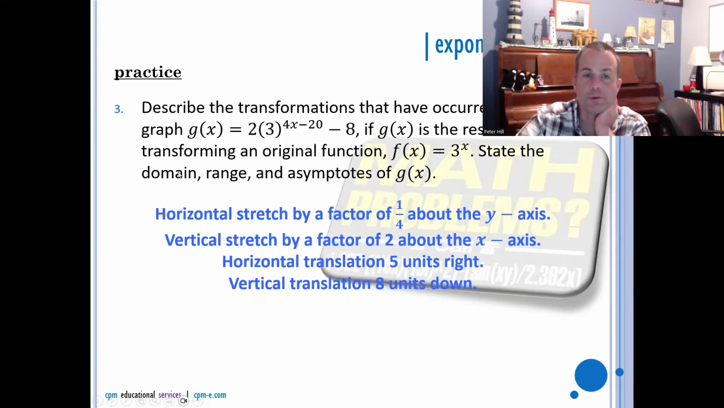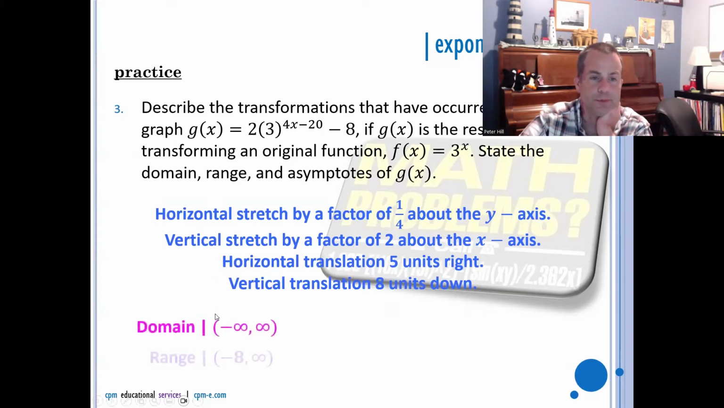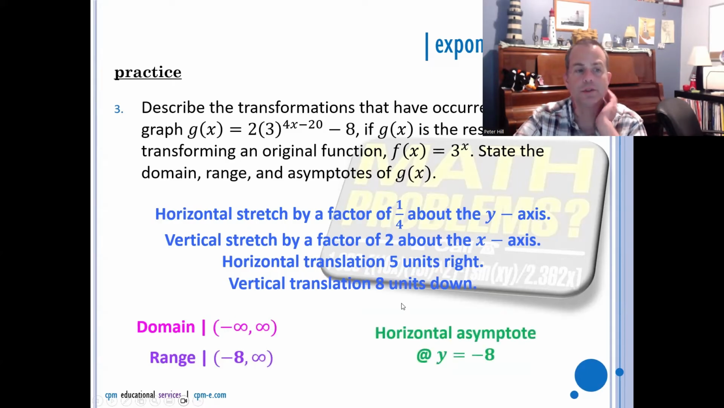Now, the domain will be real. The range will be greater than -8. And I will have an asymptote at y equals -8. So domain's real, range is greater than -8, and then I have a horizontal asymptote at y equals -8.